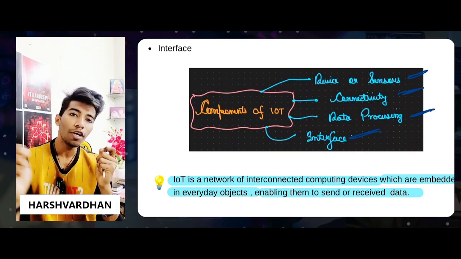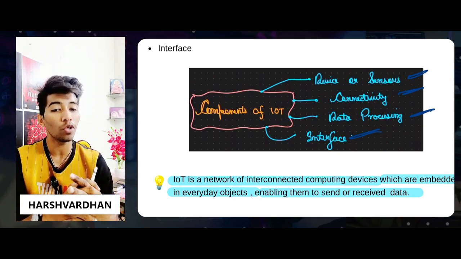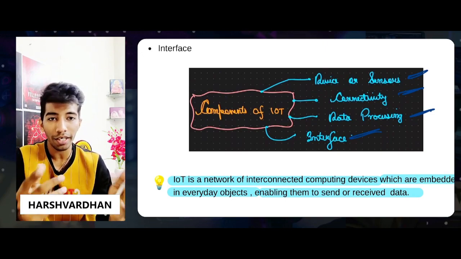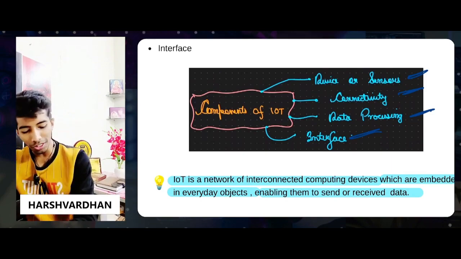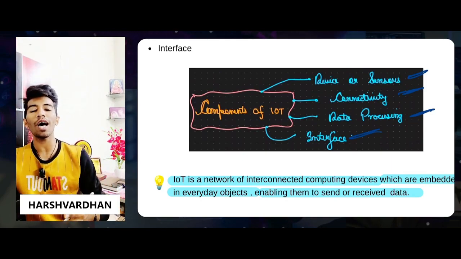Data processing: the data which came through this network is also processed by using some sort of algorithms or any kind of functionality. Through this, the data gets processed and then it is shown on your interface. Then all these four pillars are connected with each other.